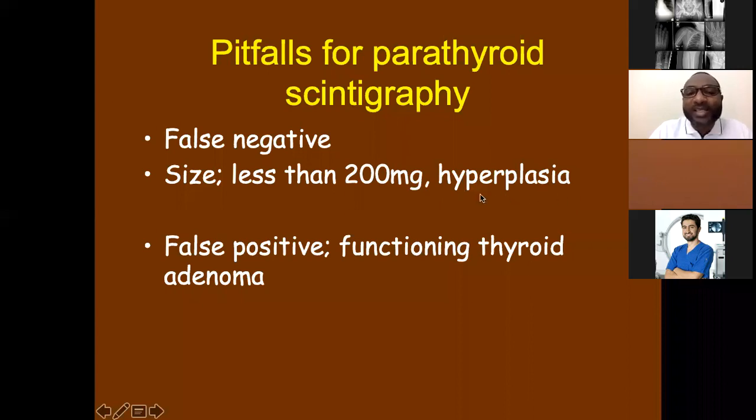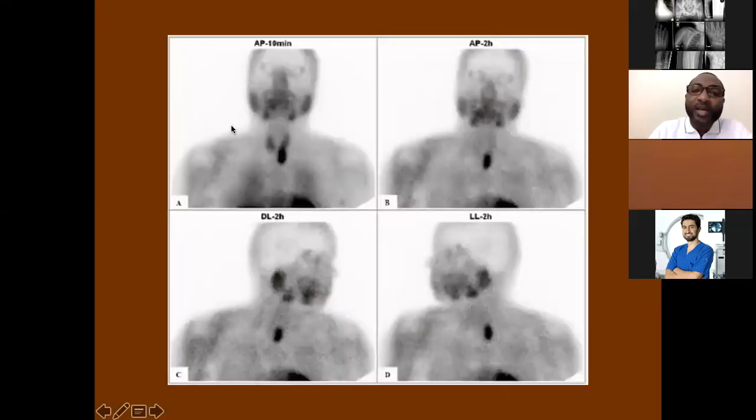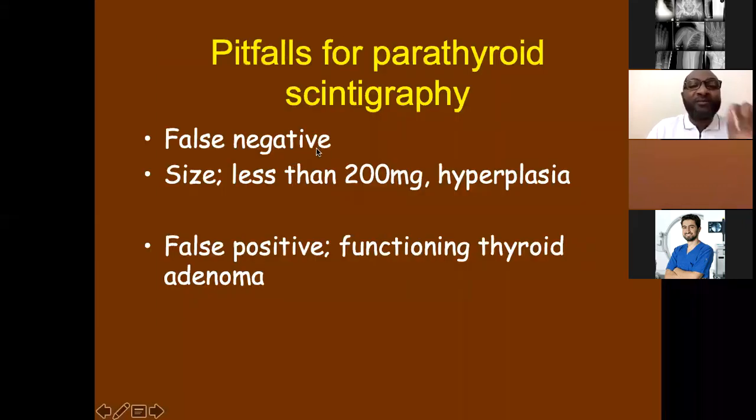And hyperplasia: the sensitivity of nuclear scan to diagnose parathyroid hyperplasia is low. So once we do a nuclear medicine study and we see a normal uptake and we don't see a parathyroid adenoma, our report will say that there is no evidence of a functioning parathyroid adenoma, but also put in mind as a caveat that any parathyroid adenoma that is less than 200 milligrams can easily be missed, and we can miss patients with hyperplasia. So our important role is to diagnose patients with a functioning parathyroid adenoma.